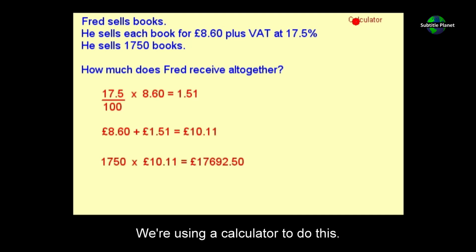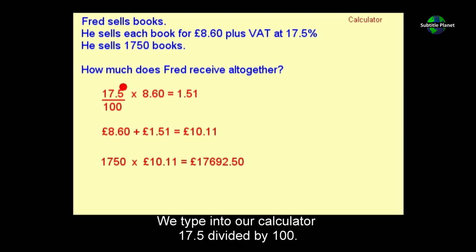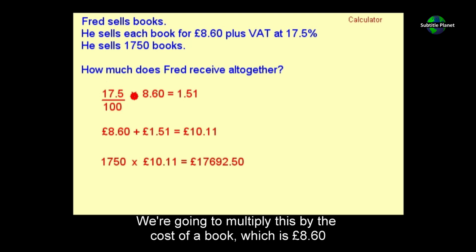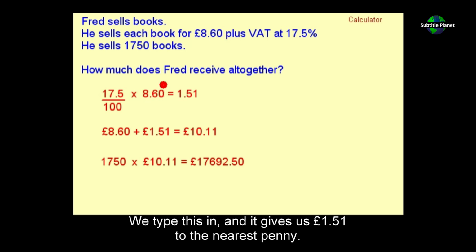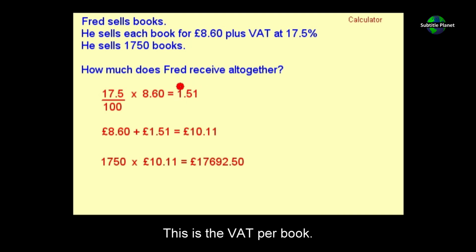We're using a calculator to do this question. The VAT is at 17.5%, so we type into our calculator 17.5 divided by 100. We're going to multiply this by the cost of a book, which is £8.60. So when we type this in, it gives us £1.51 to the nearest penny. This is the VAT per book.